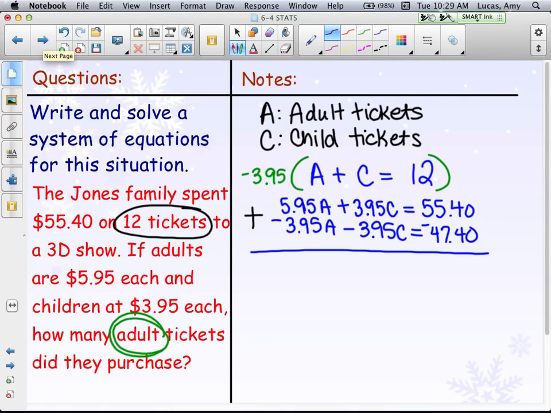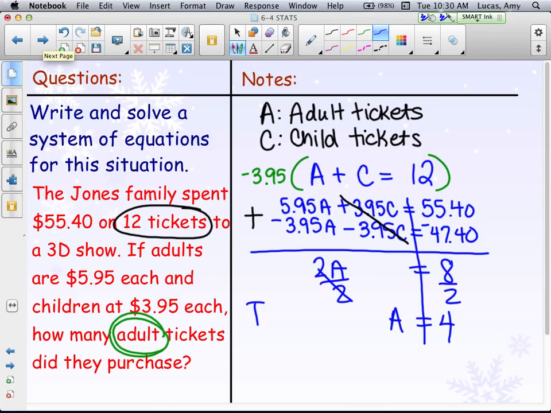Okay, so now we can add together our system, and I have eliminated the letter C. 595A plus negative 395A is just 2A. And then 5540 plus negative 4740 is 8. So divide by 2, and I have the number of adult tickets, 4. And that is my solution. I don't have to solve for the number of children's tickets because this question just asked me for the adult tickets. So I'm going to say they purchased 4 adult tickets.